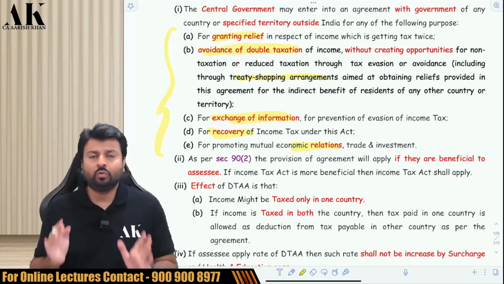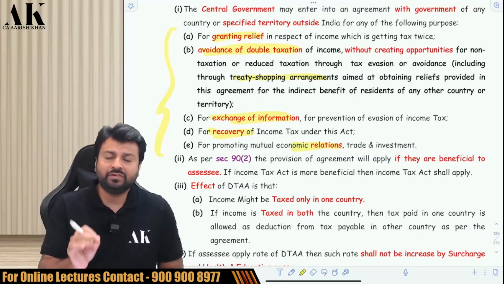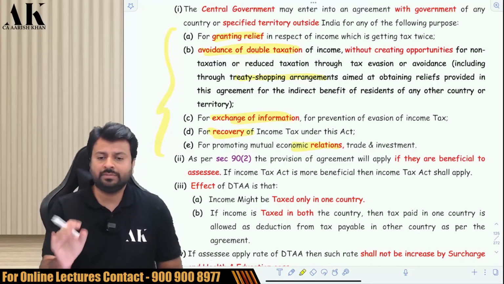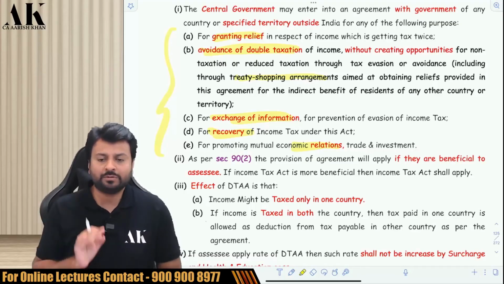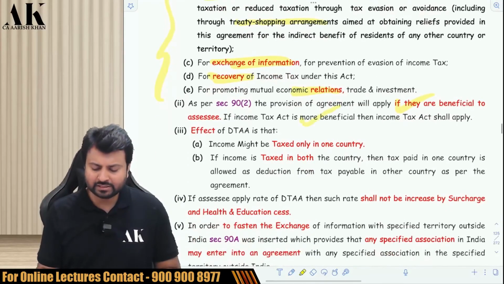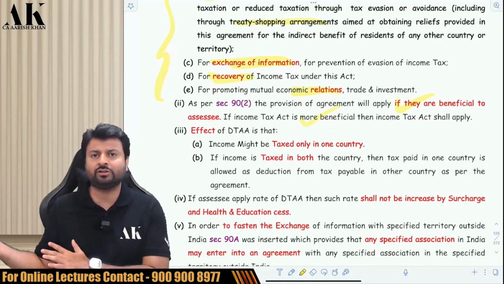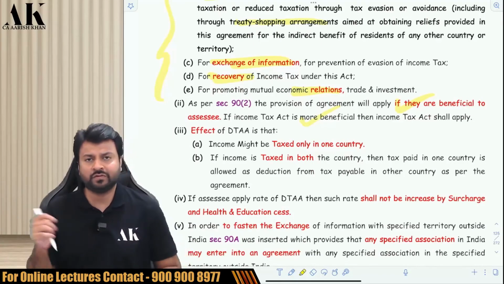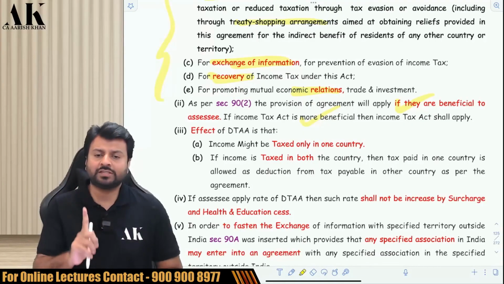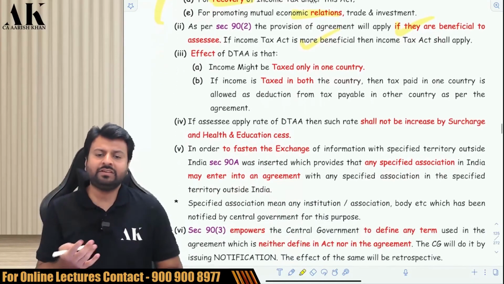Okay. Now, once DTAA is applicable, the provisions which are more beneficial to the assessee shall be applied. It means if the income tax is more beneficial, then apply that, and if the income tax is not beneficial, the treaty is more beneficial, then apply the provisions of treaty that we have seen earlier also in section 115A and other provisions. Okay, that whichever is more beneficial shall be applied to the assessee. Okay. Now, what is the effect of DTAA?